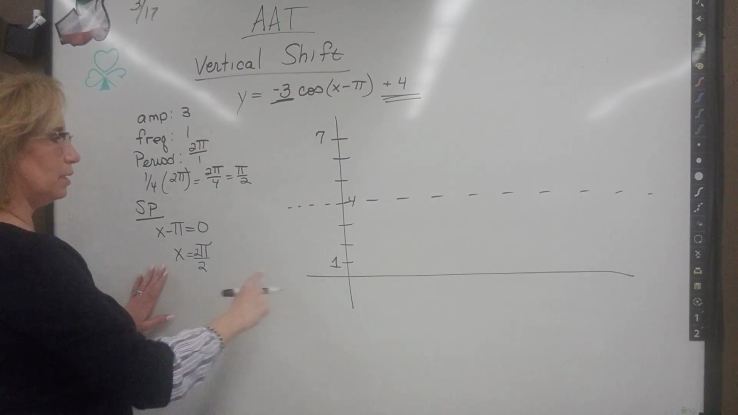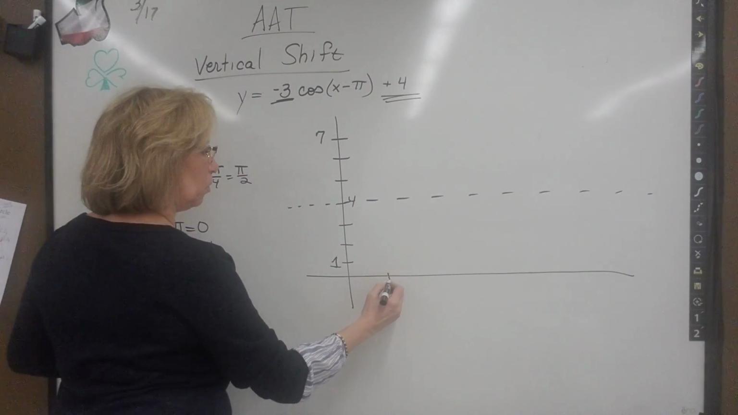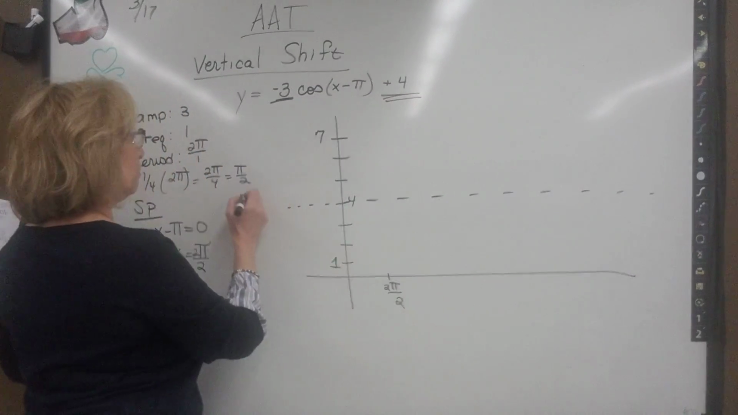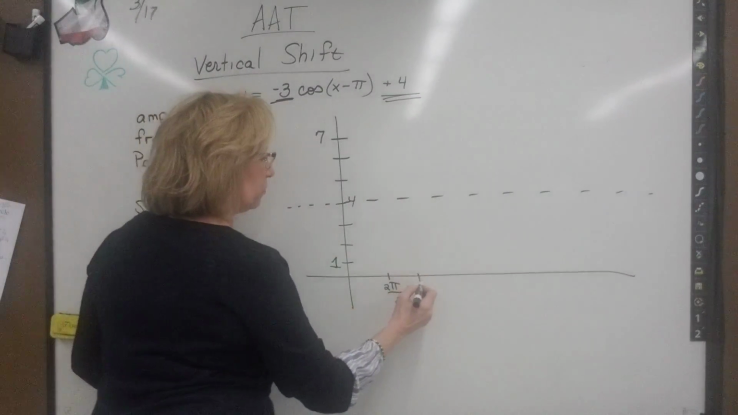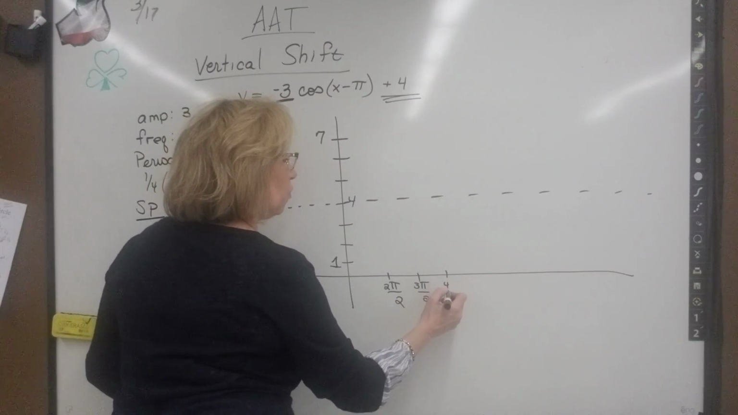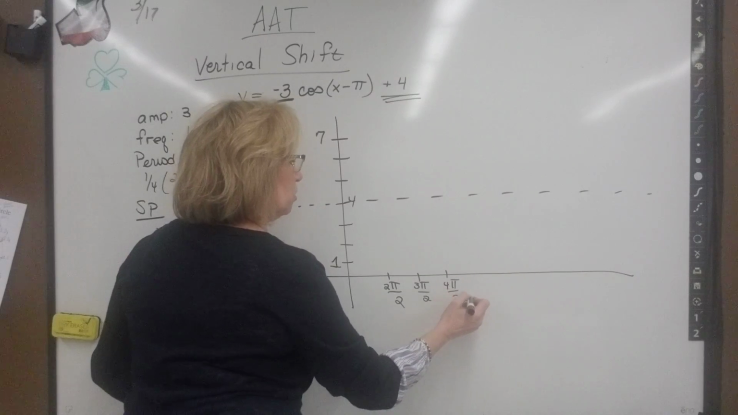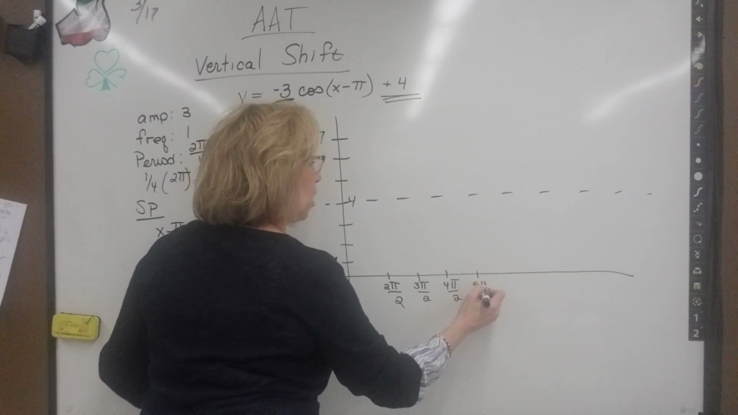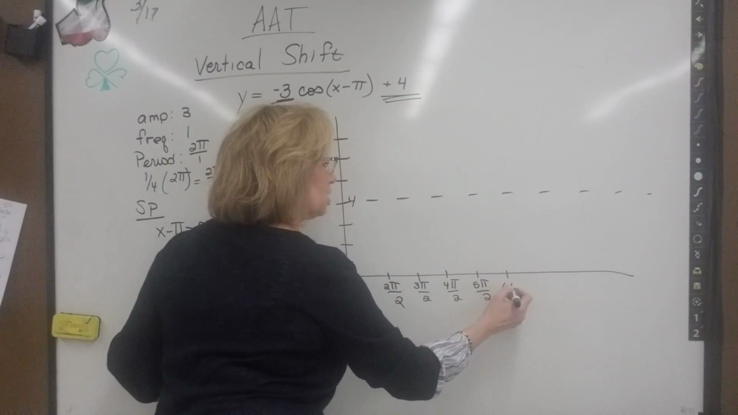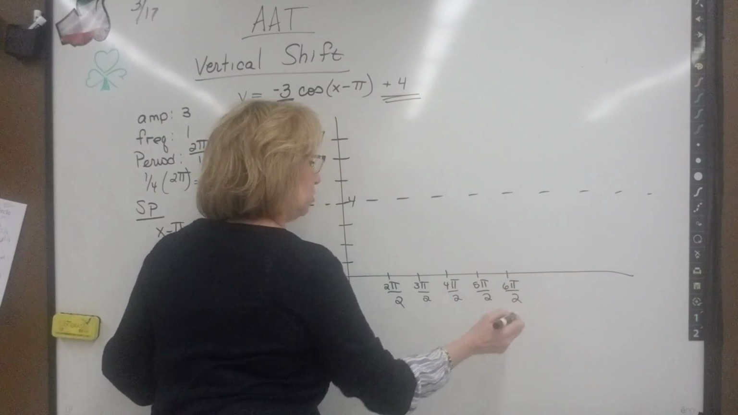Let me label my x-axis. My starting point is 2 pi over 2. I'm moving by 1/2, so that's 3 pi over 2. That's 4 pi over 2. That is 5 pi over 2, and that is going to be 6 pi over 2.